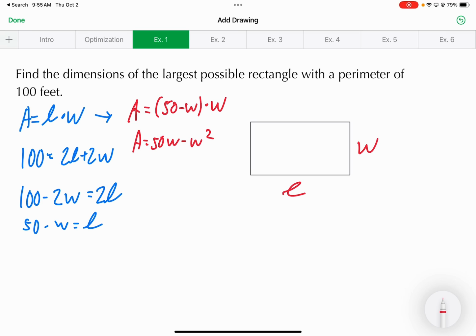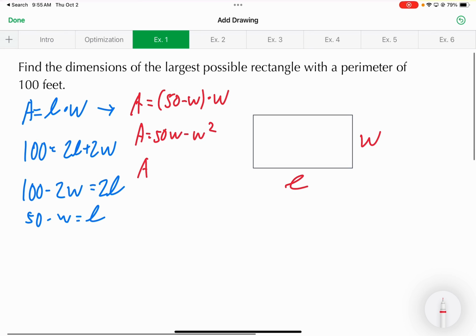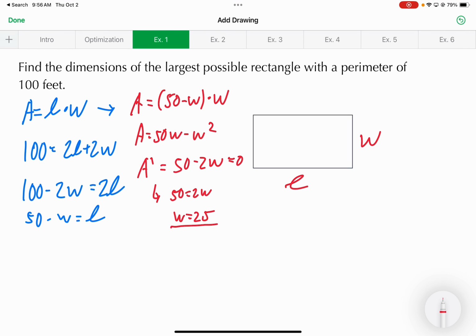All right, so now we have our area equation. Let's take our derivative and set it equal to 0, okay? So then I'm just going to write it as A prime equals 50 minus 2W. And we want to set that equal to 0. So when we do that, we get 50 equals 2W, which gives us W equals 25. Now, we're dealing with real world applications, so we need to make sure we put our unit of measure in there. So 25 feet.